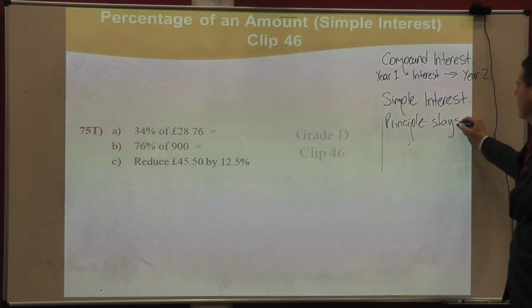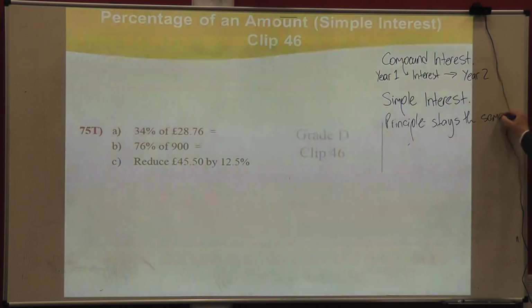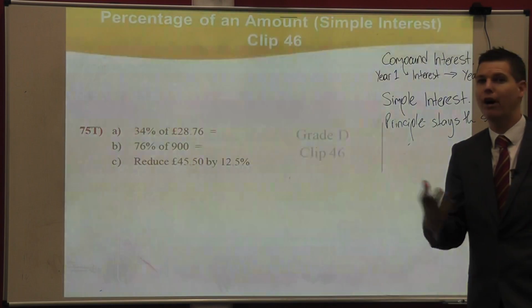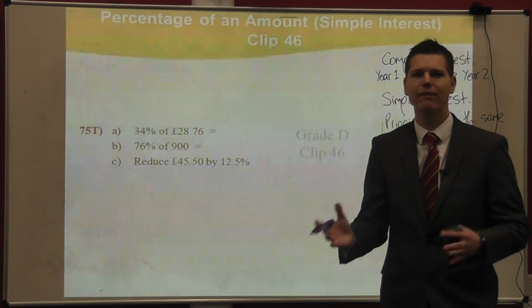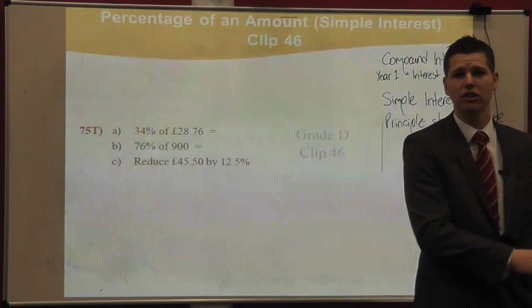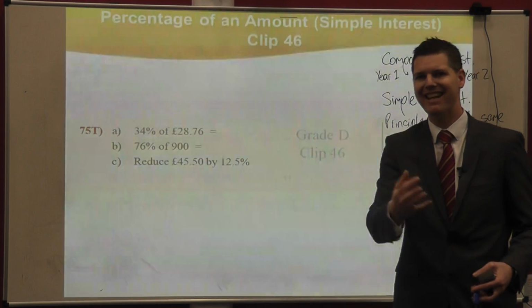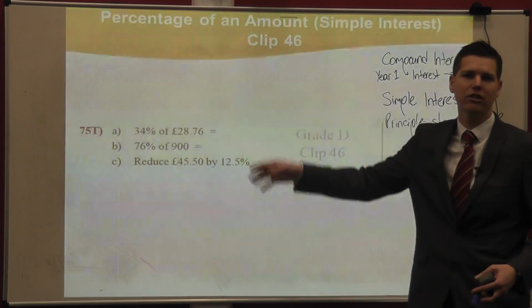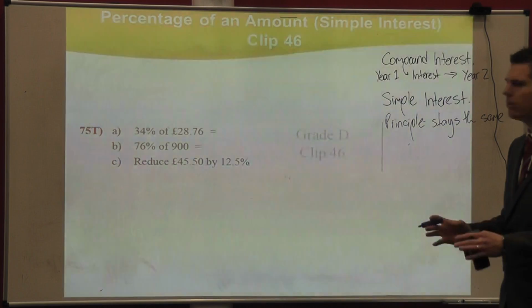stays the same. So if I start off in year one with £500, I still have £500 in year two, and £500 in year three, and £500 in year four. But what I've done is I keep taking that interest, and I can either go and spend it or I can save it somewhere else. So I keep the principal the same.